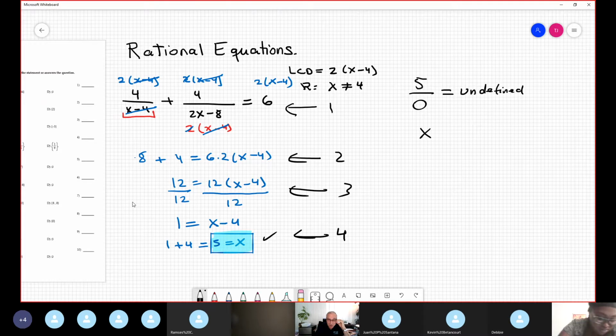Because suppose that x is 4. When you plug it in the original equation, look at that: 4 divided by 4 minus 4. Do you see? I got it now. Thank you. Yes. So you need to avoid this situation.